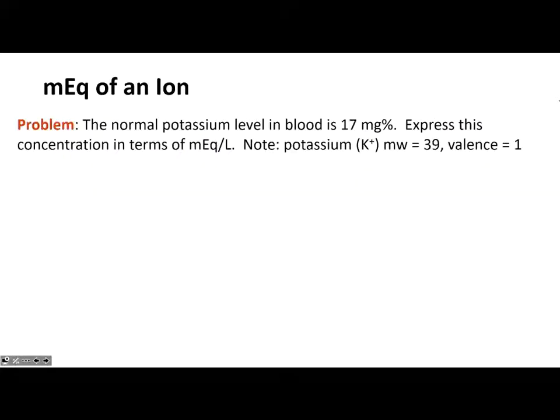All right, so let's do some questions. I know these seem easy. Well, I'll show you the answers. I'll read you the question first here, just for fun. A normal potassium level in the blood, this question says, is 17 milligram percent. Express this concentration in terms of milliequivalents per liter. I'll give you the molecular weight for potassium, and the valence of potassium is 1.